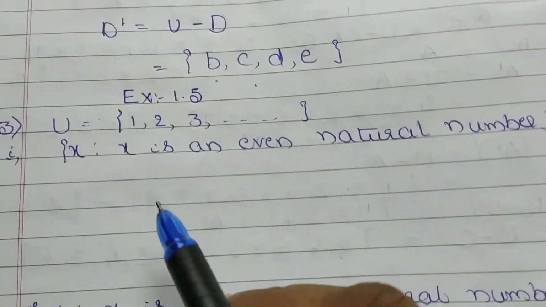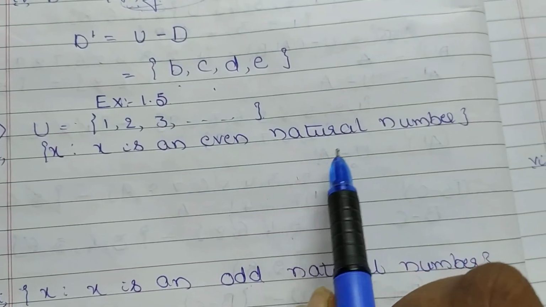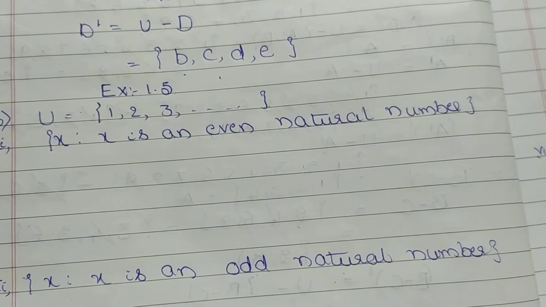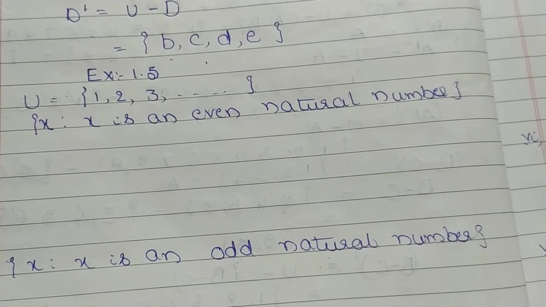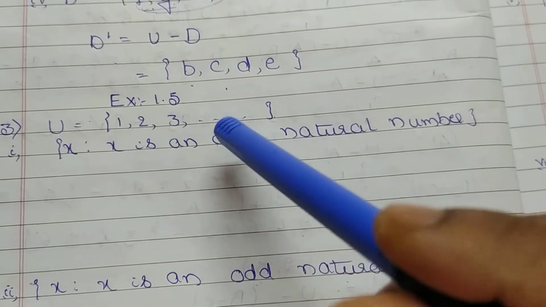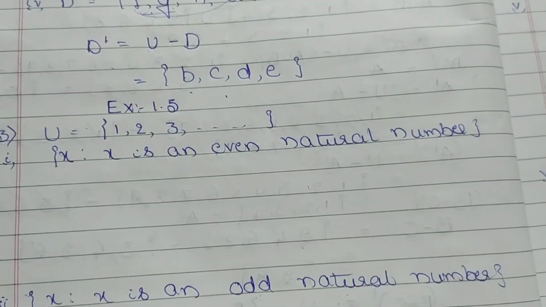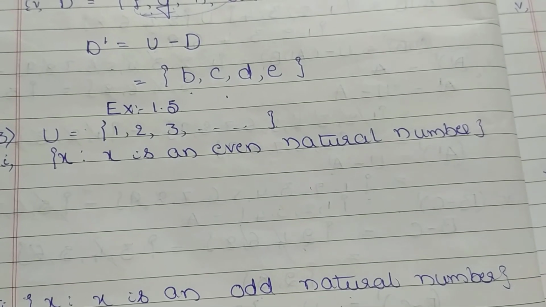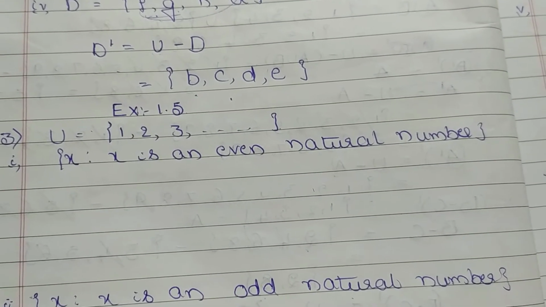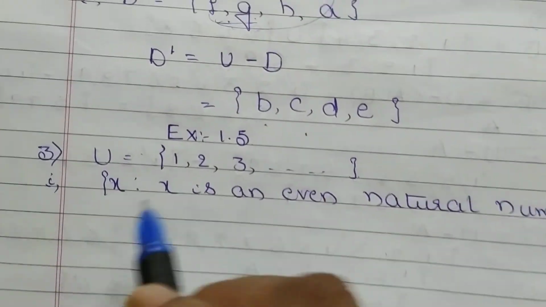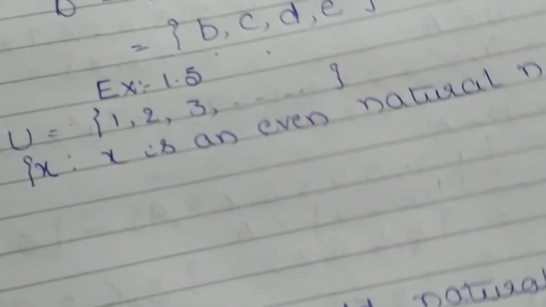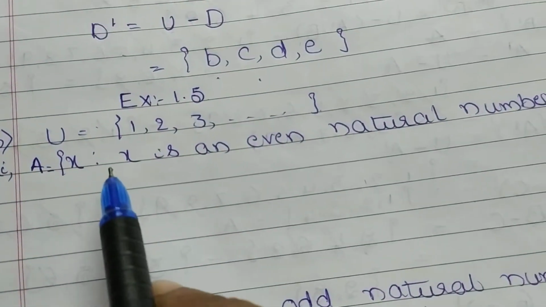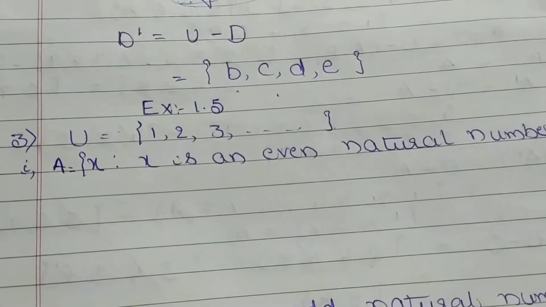So the first set is x such that x is an even natural number. When they give the set builder form, we usually write it in the roster form for simplification of the problems. But when it is an infinite set, it will be easy if we write in the set builder form itself. So suppose I am taking the given set as A, so let A equal to x such that x is an even natural number.